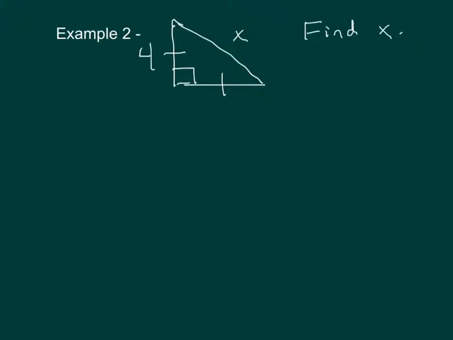So example 2, this is a little bit different. We don't have this triangle labeled ABC, and you'll find as you do more of these problems, you're not going to have the triangle labeled the same way every time. So you got to improvise a little bit.